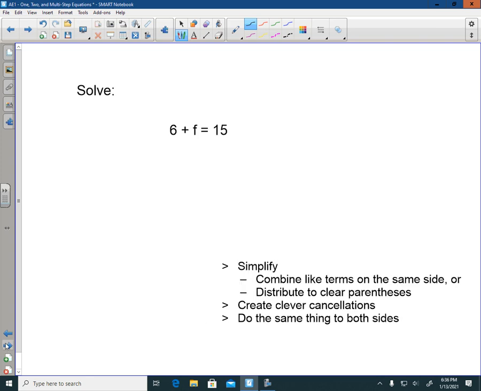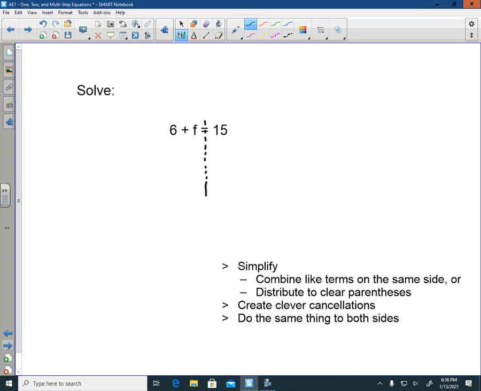This equation is also a one-step equation, and it just involves thinking through the idea: can you simplify on independent sides? And the answer is no, you can't, because 6 and f are not like terms, so you can't combine them. There's no parentheses, so no distribution, so you're going to jump right into creating clever cancellations, and what you want to do is get rid of that 6.